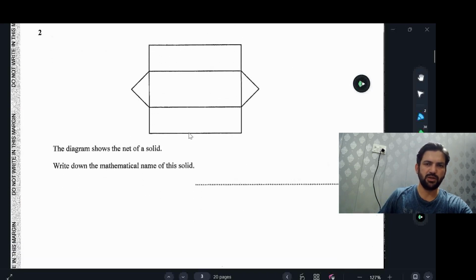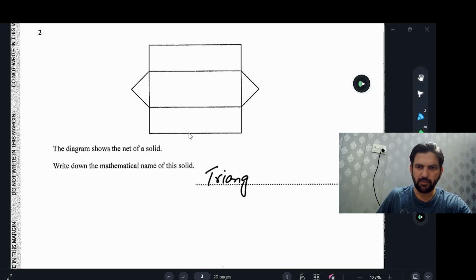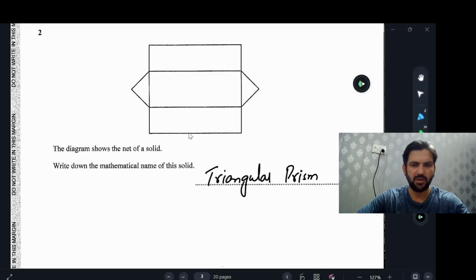The diagram shows the net of a solid. Write down the mathematical name of this solid. Now it is very clear that if we close this one, this will be a triangular prism. I hope that this thing is clear. Let's move to question number 3.